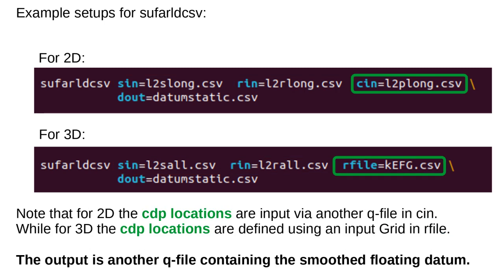Note that for 2D, the CDP locations are input via another queue file in SYN, while for 3D, the CDP locations are defined using an input grid in R file. The output is another queue file containing the smooth floating datum.